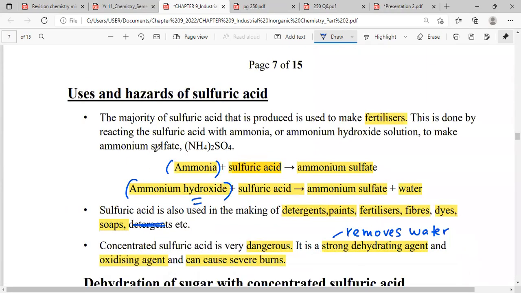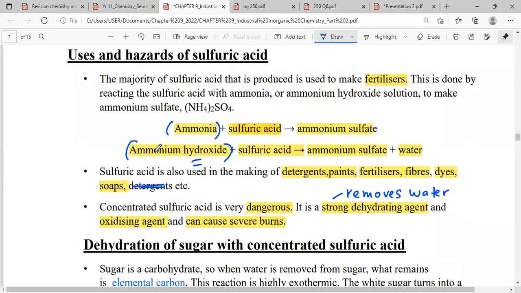All right, okay, no questions. So if no questions, let me summarize what we learned today. Today we learned about the uses and properties of sulfur, sulfur dioxide, and sulfuric acid. And then we also learned about the contact process whereby sulfuric acid is manufactured. And we also looked at the dehydrating property of concentrated sulfuric acid.